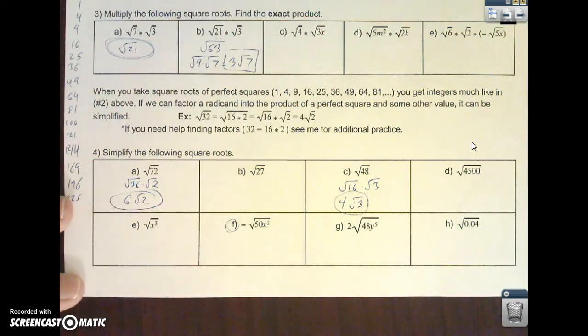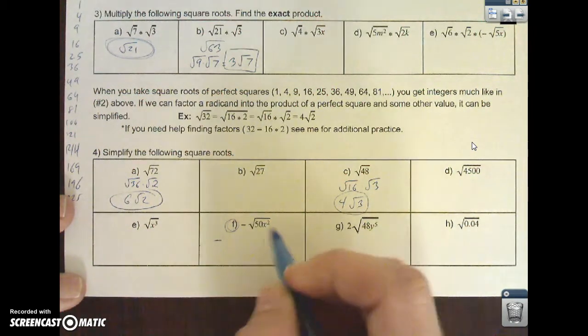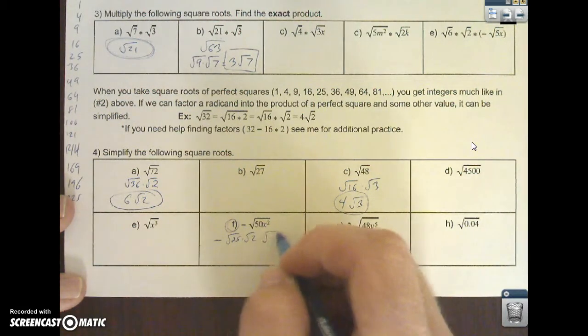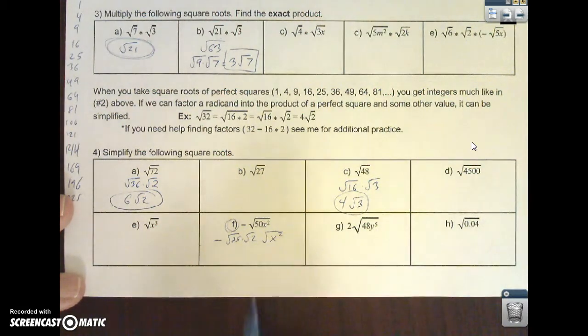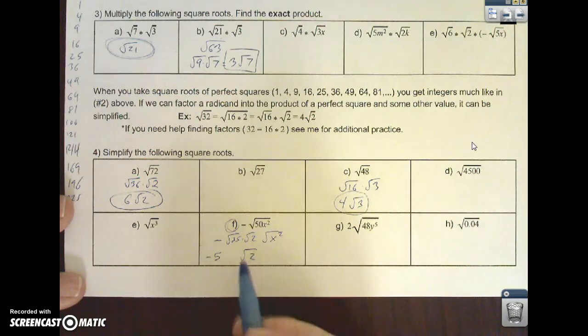Okay. Let's see here. Try out part F real quick. Notice how there's a negative sign out front. You can let the negative sign chill out front. What perfect square goes into 50? 25 times 2. And then I got the square root of x squared back there. We're going to talk about that in just a moment. What's the square root of 25? 5. And then I got my root 2.